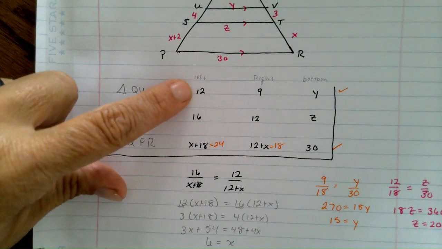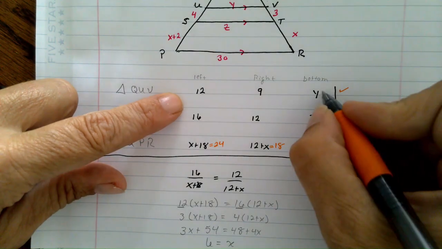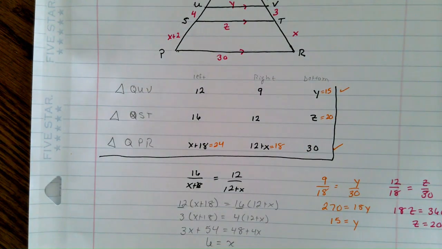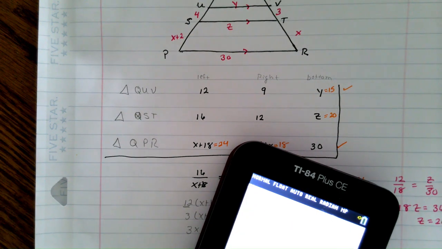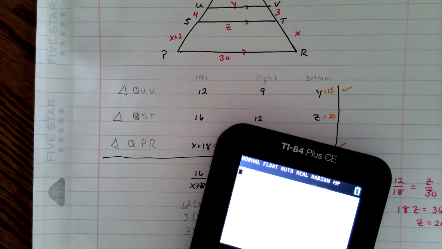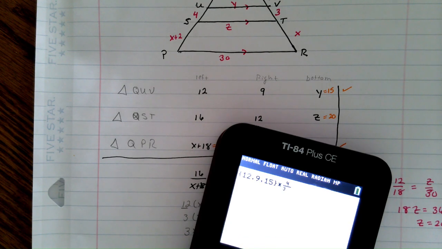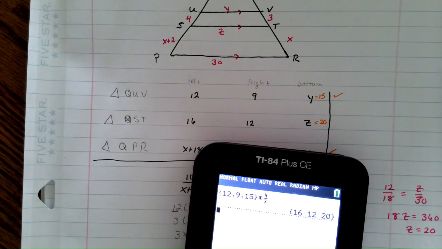You can also notice that, let's go ahead and write these numbers in here so we can see it. Y was 15, z was 20. Okay, so if I take the bottom row and I multiply it by a scale factor of 4/3, I get the 16, 12, and 20. So I could have even compared the two small triangles.